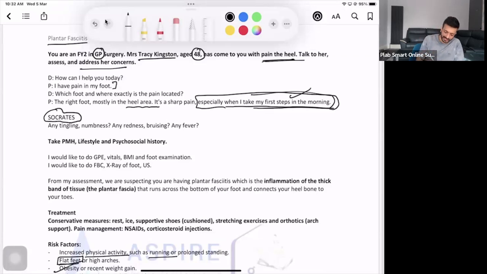I'll ask some more questions: any numbness, any tingling, any redness, any bruising, any fever, flu-like symptoms, any hotness in that area. I'll do the associated symptom history as well. Then go for a quick past personal history, because obesity and so on you definitely need to work on. Then general physical examination, vitals, mention BMI, and the feet examination as well.